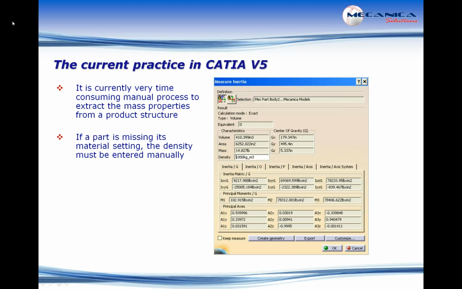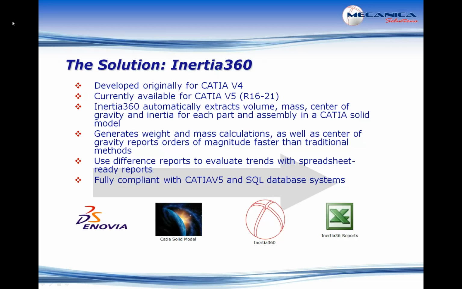If a part is missing or a material density is undefined, you'll see that CATIA automatically applies a default density of, in this case, 1,000 kilograms per meter cubed. Using this practice, of course, you need to know how to use CATIA V5 to be able to open up the software, open up an assembly, and actually extract that information from the V5 model.